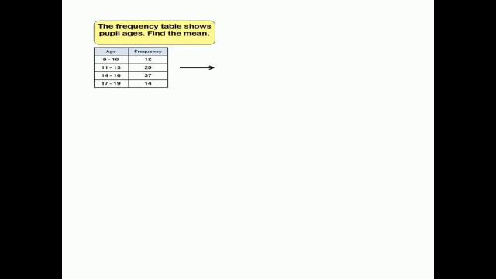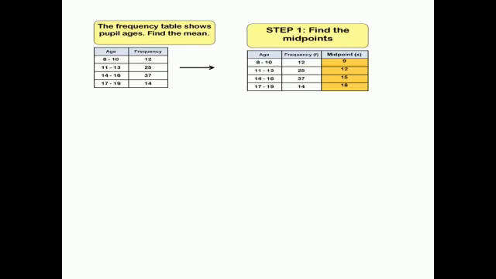There is an example. The frequency table shows pupils' ages. Find the mean. There are 4 groups: 8 to 10, 11 to 13, 14 to 16, 17 to 19, and you can see the frequency. What is the first method? First we have to find the midpoint of each age group. How do we find the midpoint?